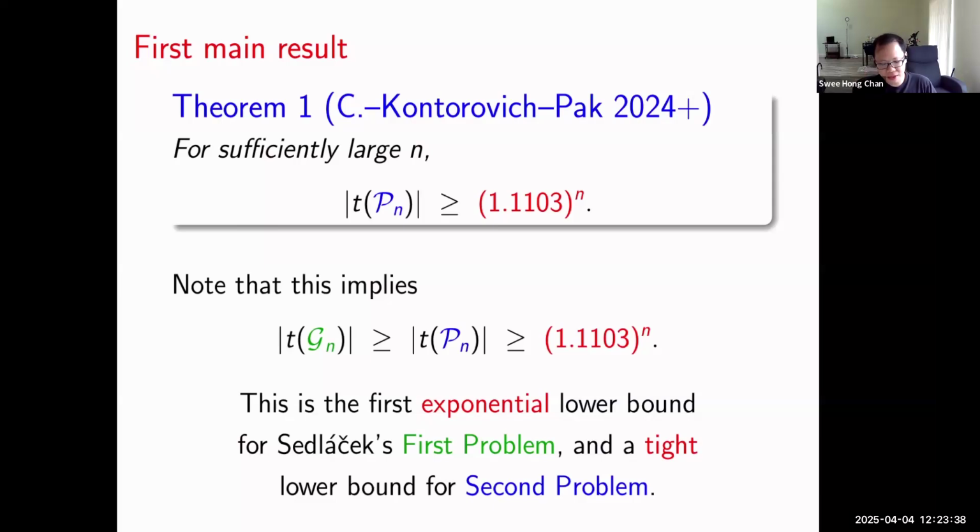Furthermore, remember by definition, all planar graphs are also general graphs. So in particular, TGN is greater than TPN. It follows that TGN is also bounded from below by 1.1103 to the power of n. And this gives the first exponential lower bound for Sedlacek's first problem. This is our first main result. Any question about the result itself? Good.